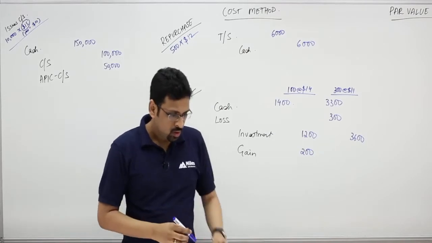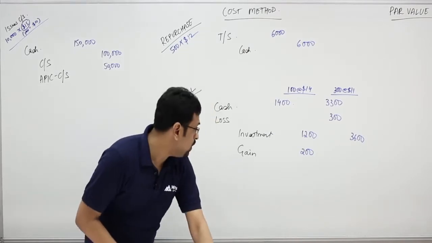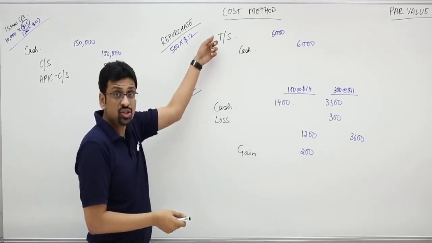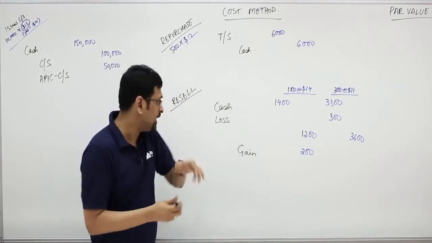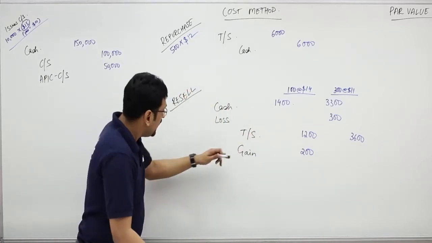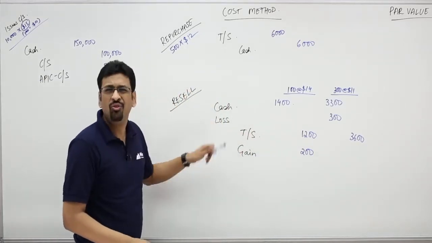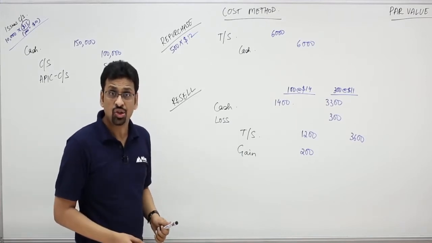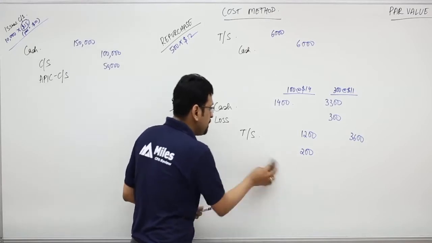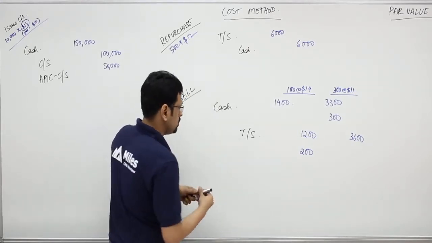Now guys, we are not looking at investment here. We are looking at treasury stock, which you bought, and now you're selling it off. So instead of investment, we'll call it treasury stock. Instead of gain and loss, we'll call it APIC treasury stock. So the plug, instead of being the gain or the loss, is going to be APIC treasury stock.